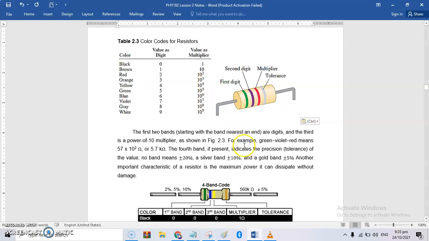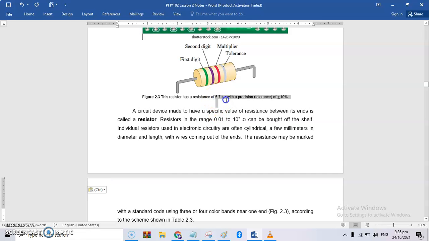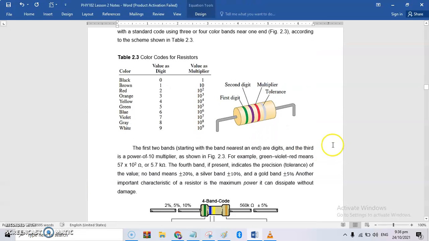And ang ating tolerance is the fourth band, if present, indicates the precision or tolerance. Kapag no band, it has plus and minus 20%. Silver band is equivalent to plus and minus 10%. And a gold band is plus or minus 5%. So, since silver band siya, ang tolerance niya is plus and minus 10%. So, this is why kaya siya naging 5.7 kilo ohm.